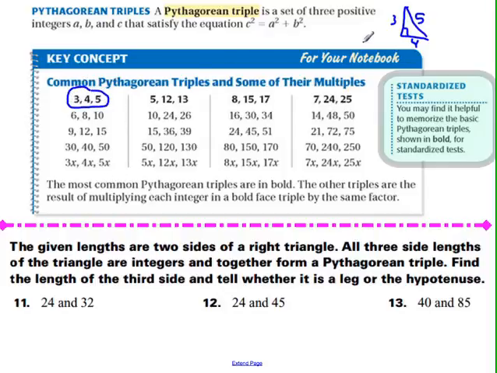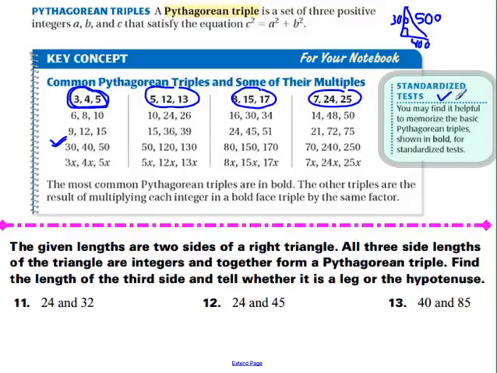And it's not only that, but if I change this to 30, 40, and 50, that's still a right triangle. So any multiple of this, if I change this to even 500, 400, and 300, that's still a right triangle. It's just some ratio of the 3, 4, 5. And these are the ones that are listed here. These are four of the most common Pythagorean triples that you'll find.